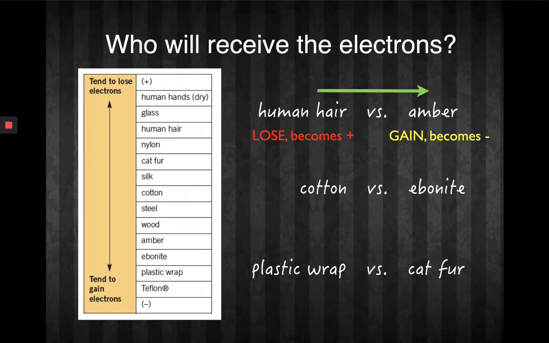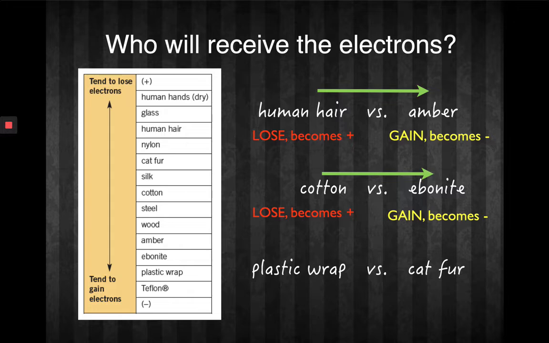So let's then have a look at cotton versus ebonite. So what we would do is we'd take our cotton and rub it on our ebonite rod, and our cotton, because it is higher on the table than our ebonite, will lose electrons and become positively charged, and our ebonite will then gain electrons and become negatively charged. So our electrons are flowing from the cotton to the ebonite.